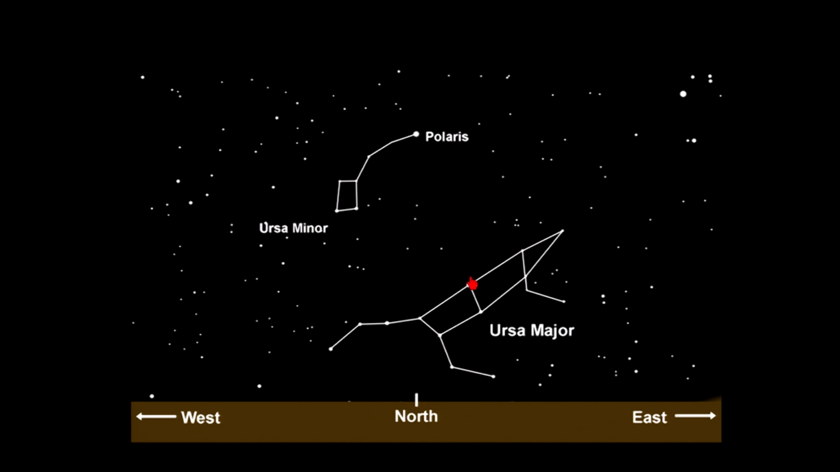You'll notice that if we connect these two stars together and just simply go in a straight line, we go across a fairly empty part of the sky. But the next notable star that we run into is Polaris. So sometimes these are called the pointer stars that help you find the position of Polaris, or point to Polaris.